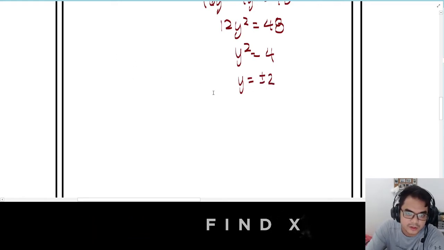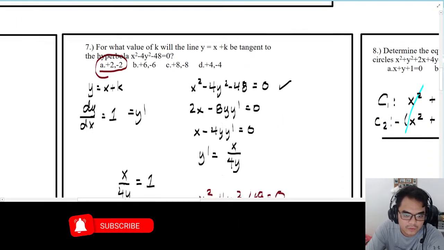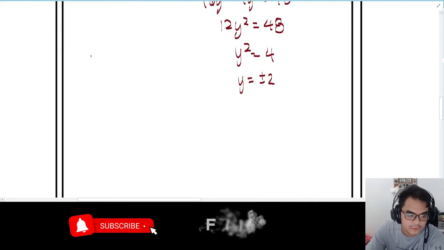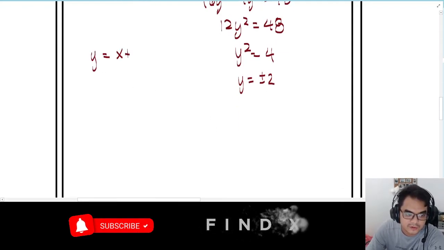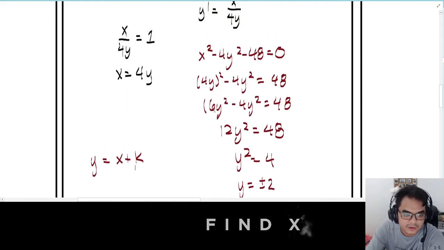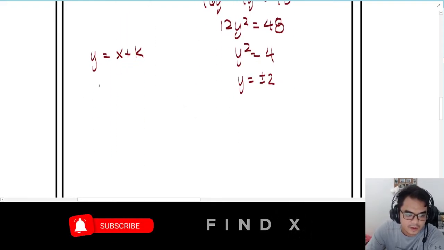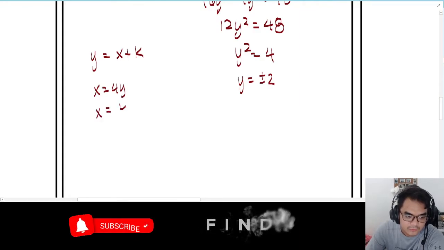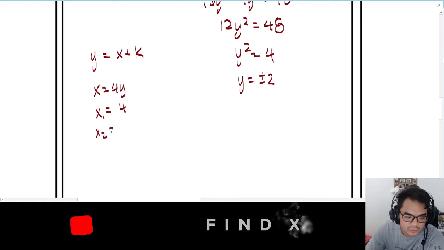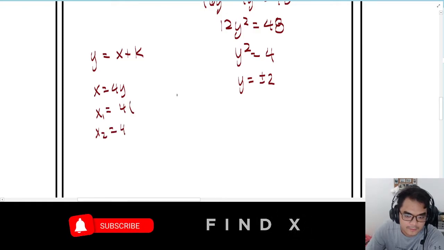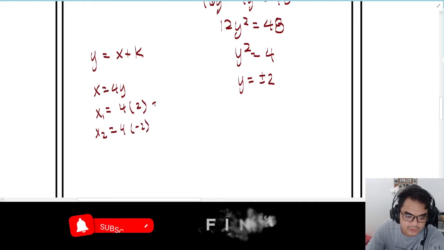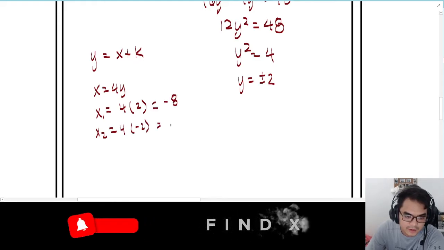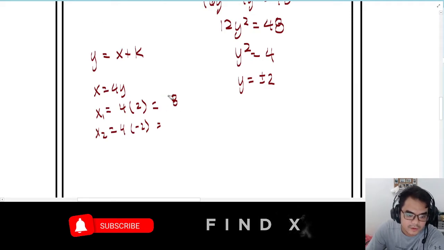Now, let's go back to the equation of the line: y equal to x plus k, right? We can also find the value of x, which is x equal to 4y. So x can either be, we have x1 and x2, 4 times 2 and 4 times negative 2. So this is plus 8 and then negative 8.